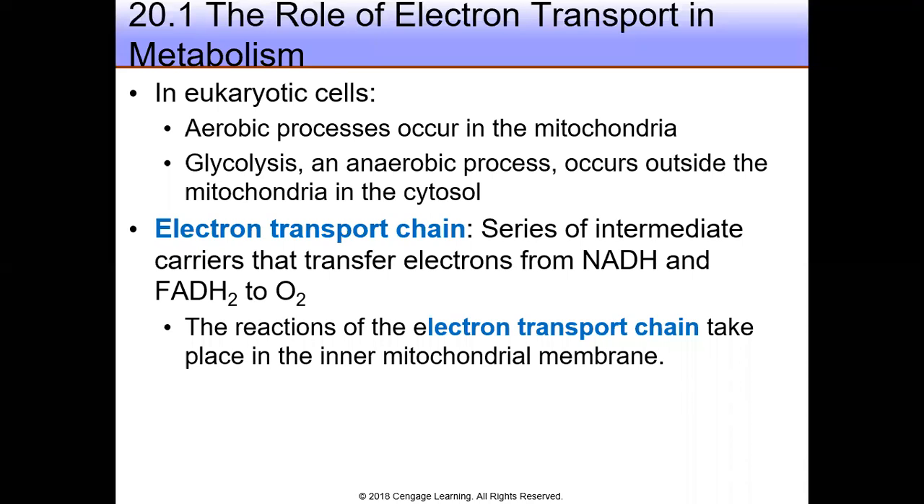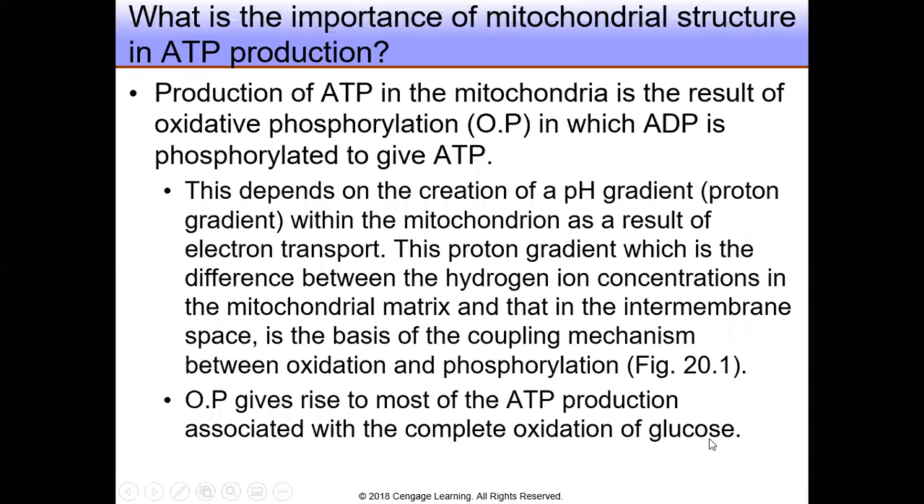Now, oxidative phosphorylation gives rise to most of the ATP production associated with the complete oxidation of glucose. Again, production of ATP in the mitochondria is the result of oxidative phosphorylation, in which ADP is phosphorylated to give ATP. And we said this is an endergonic process, which depends on the creation of a pH gradient within the mitochondria as a result of electron transport.